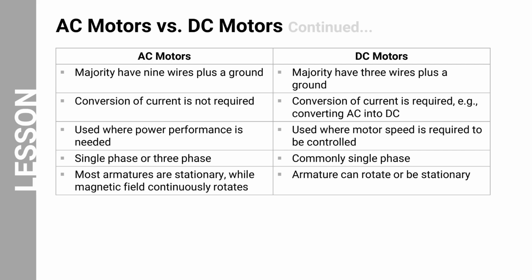Another significant distinction lies in their armature operation. AC motors typically feature stationary armatures with a continuously rotating magnetic field, while DC motors can have either rotating or stationary armatures.